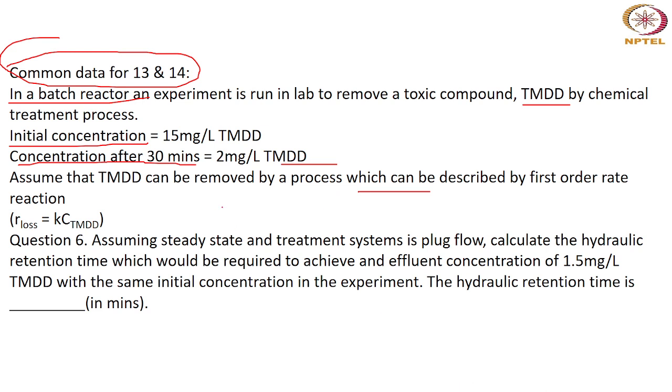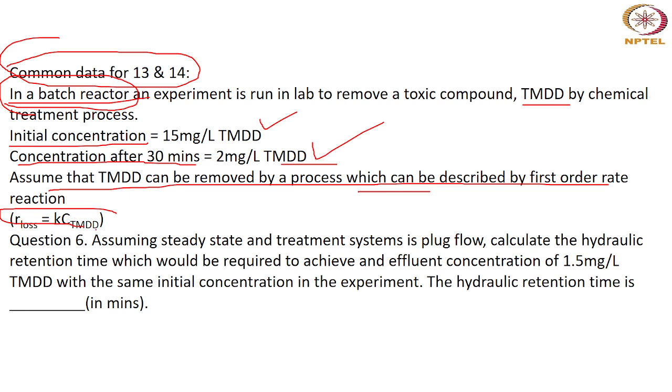So a few important data are given. First of all, it is done with a batch reactor experiment, and it was found that the initial concentration is this much, the concentration after 3 minutes is this much, and it was stated that it will be a first order rate reaction. And this is the first order rate reaction, right? We all know that R loss, or how much TMDD is getting reduced or degrading, equals K multiplied by C, the concentration of TMDD.